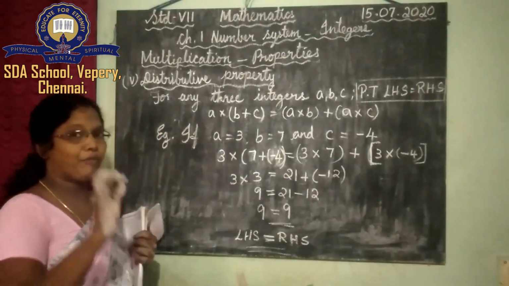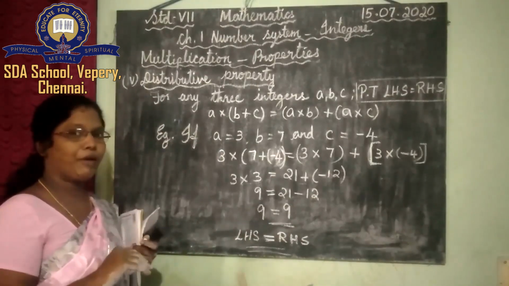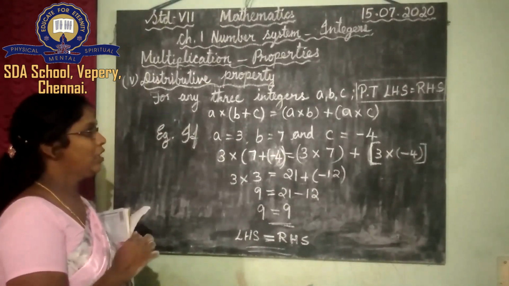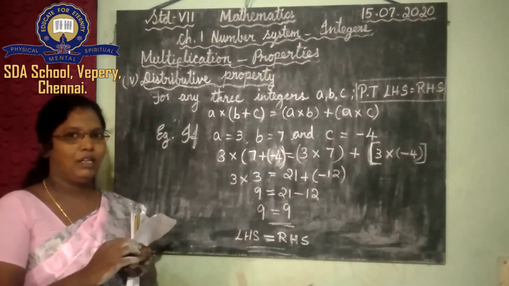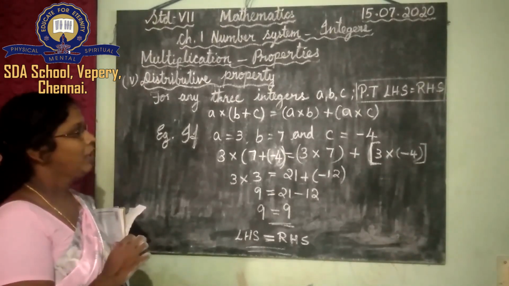Okay, we have learned 5 properties now. We have learned how many properties? 5 properties. Children, learn carefully, practice this. Okay, copy down this.